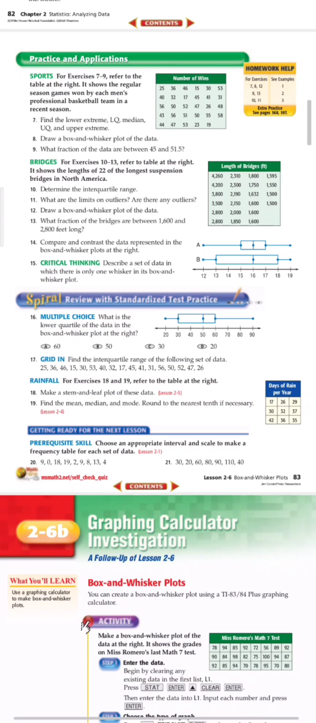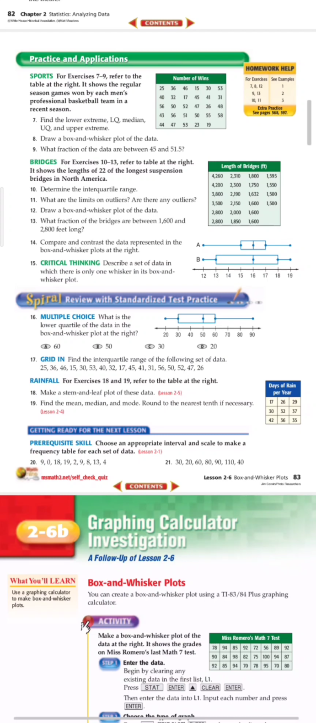12. Draw a box and whisker plot of the data. 13. What portion of the bridges are between 1,600 and 2,800 feet long?